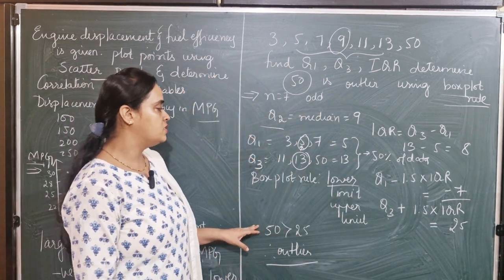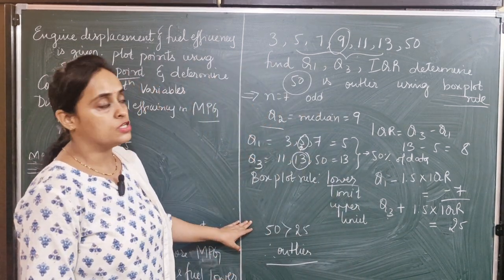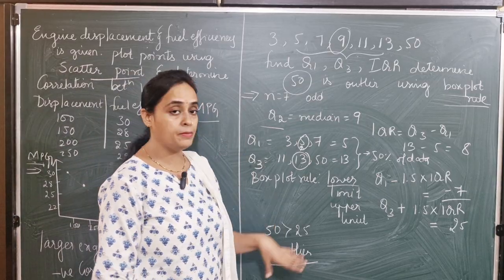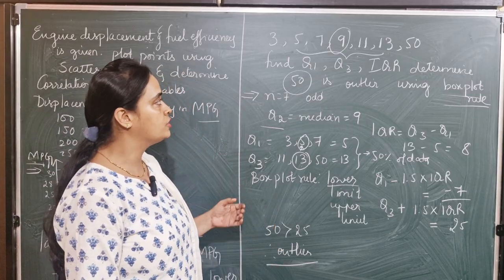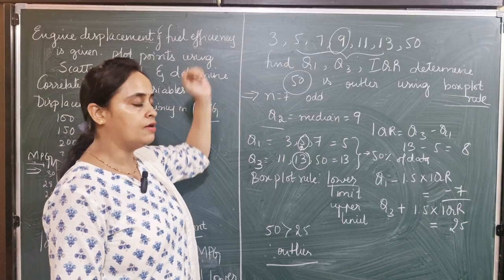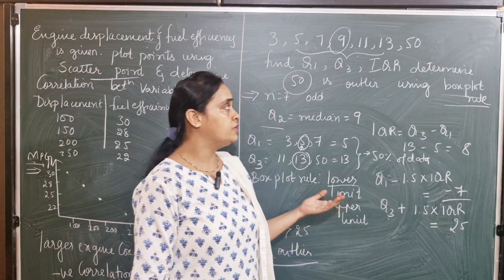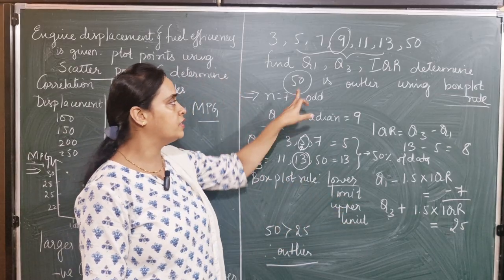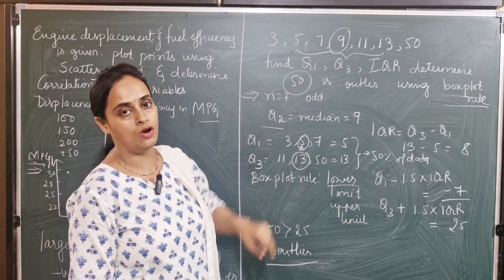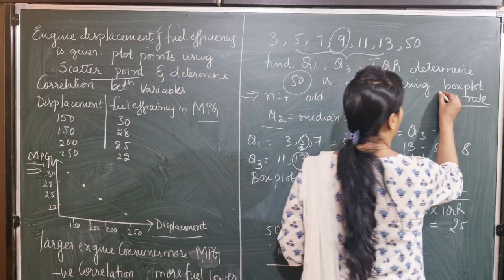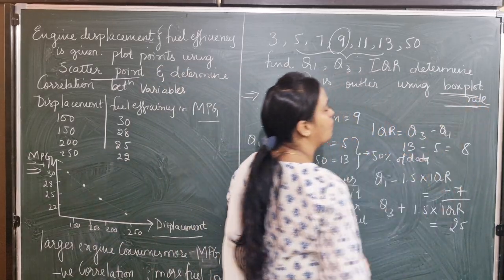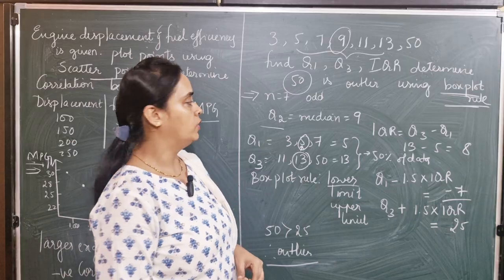Next problem, this we have already done. Just to identify and comment on the data distribution, a data set is given like this. We need to find Q1, Q3 and IQR, that is the interquartile range. Determine whether the given number 50 is an outlier or not, using, and this is something we need to note, the box plot rule.